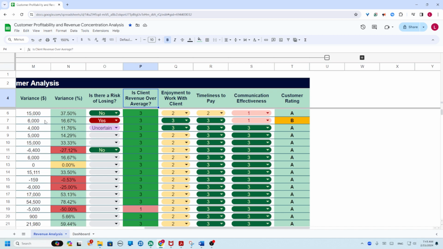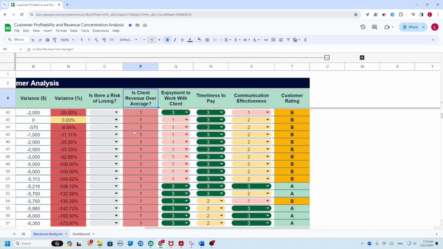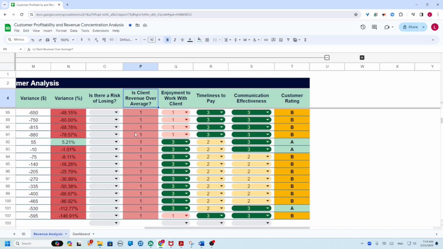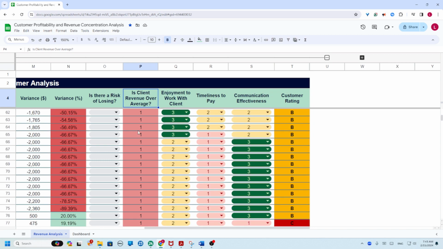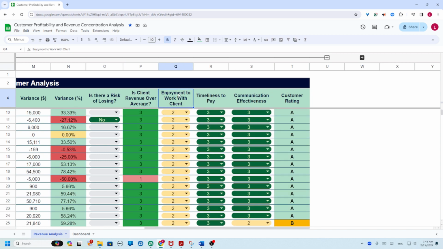And clients below the revenue receive 1. It seems like this example client has a lot of 1, right? Enjoyment to work with client. Is this the type of client that gives pleasure to your staff, to my staff to work with? Or is this a pain to work with? Is this the type of client that causes a lot of problems to the firm? Is it the client that could even present reputational risk because we're working with them, right?